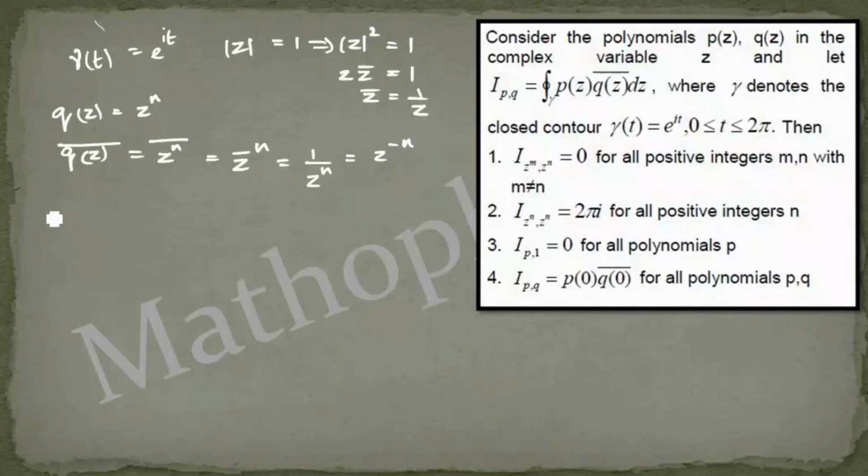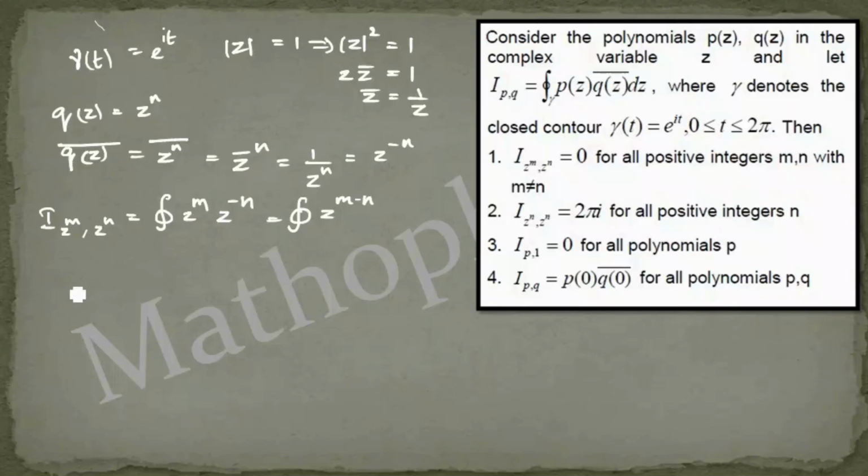Now we can substitute this in the integral. I of z power m, z power n will be equal to the closed integral of z power m z power minus n, which is the closed integral of z power m minus n. And the value is equal to 0 for all positive integers with m not equal to n.